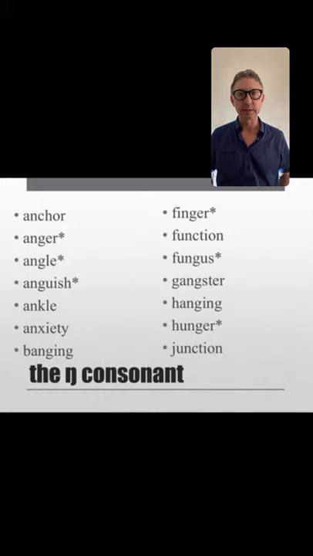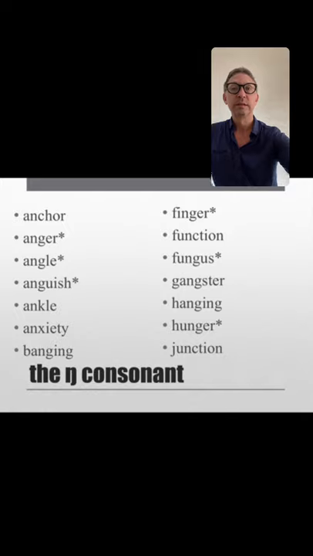Junction. If you arrive at a junction, it's generally a crossing of streets. That's a junction. You can also call it a crossroads. I'm at the junction of this street and that street. That's how we normally collocate it, a junction.